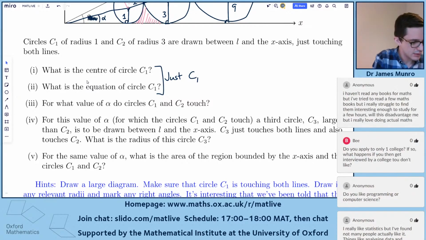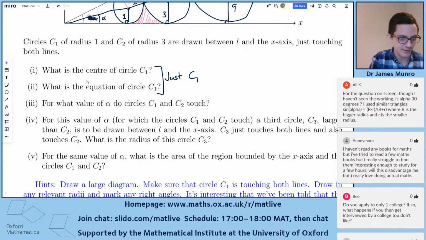Books again. Ali's done the question on screen, which is something like that, isn't it? Is it sine alpha there? Yeah, I think it might be sine alpha there, with big R and little r. Good, yeah, I think I agree. Either sine or tan, okay.